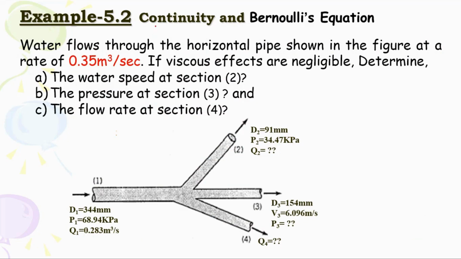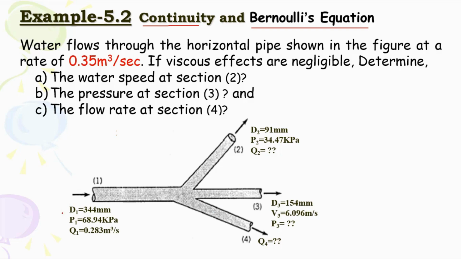The second example is continuity and Bernoulli equation. So let us see. You have a pipe. Water flows through the horizontal pipe shown in the figure at a rate of 0.35 meter cube per second. If viscous effects are negligible inside the pipe, determine the water speed at section 2, the speed of water at this section. Then the pressure at section 3, this one. Then the flow rate at section 4.